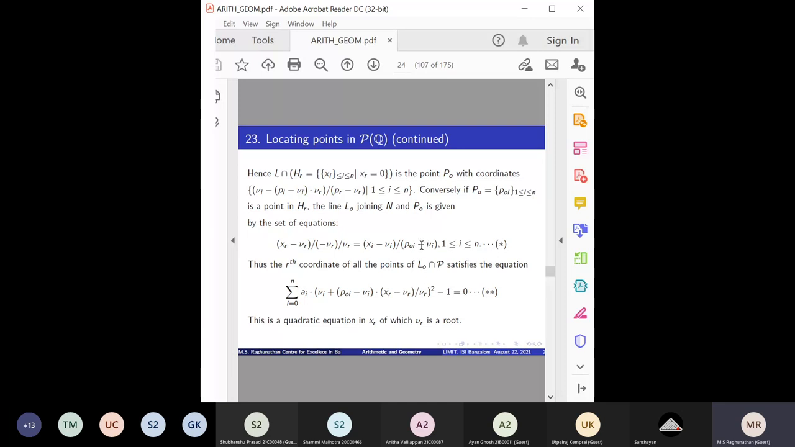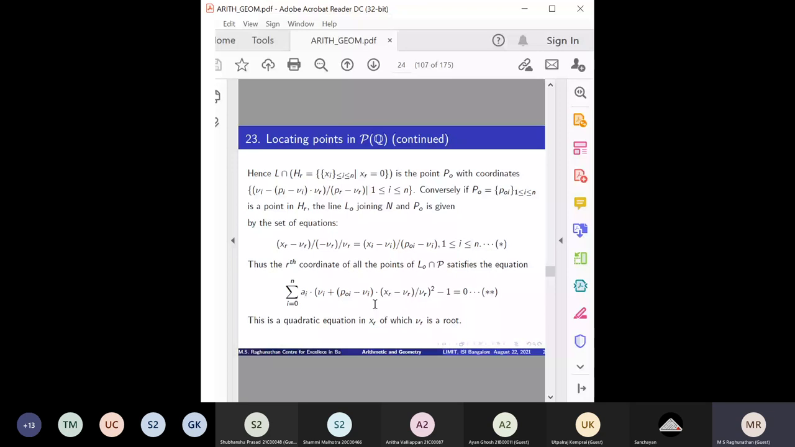Here there are n equations. Every one of these equations will tell you that every one of these xi minus nu i is expressible in terms of xr minus nu r. Therefore, xi itself is expressible in terms of xr minus nu r and other known quantities, nu r, p0i, nu i, and so on. That's how, when you substitute here, you get an equation purely in xr. All the other quantities are known, and the coefficients ai are rational. We know that also. If p0i and nu i are rational, and so nu r is also rational, then this becomes a quadratic equation with rational coefficients.